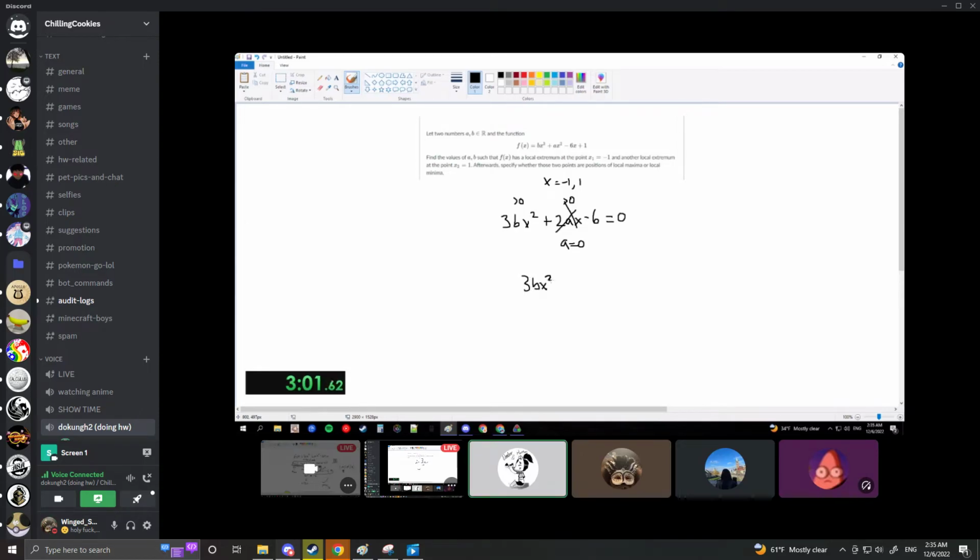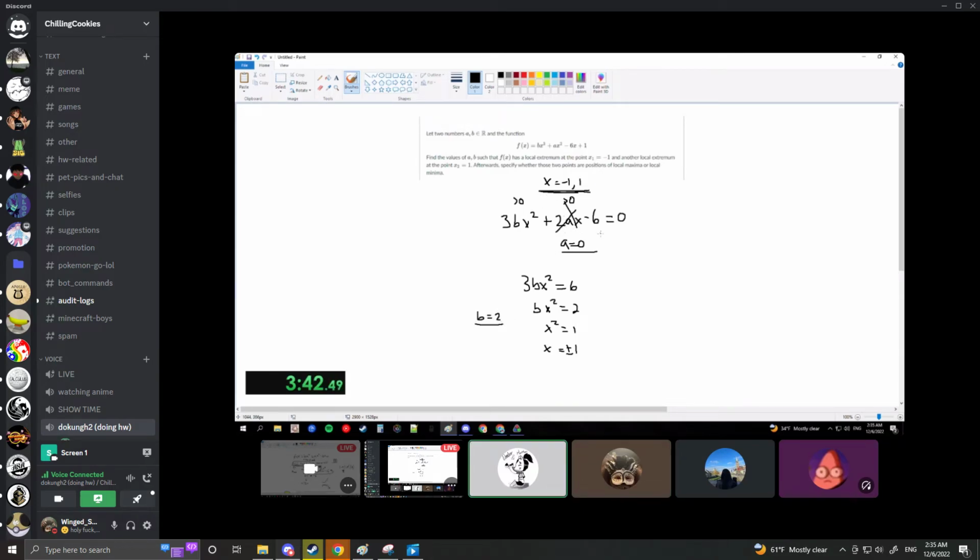So 3bx squared equals 6, and you divide by that. bx squared equals 2, and then given that x equals positive or -1, b equals 2. b is 2 is the only value that gives you this. So b equals 2, right? Then you divide by 2 and get x squared equals 1. x equals positive or -1. That's what this is. So a is 0 and b is 2.